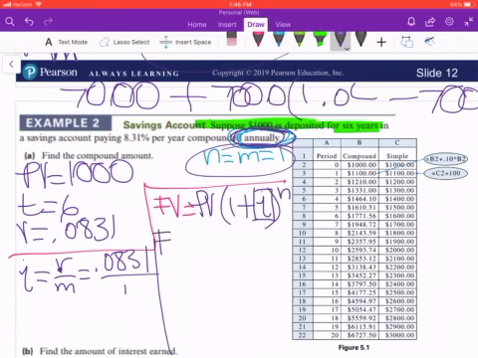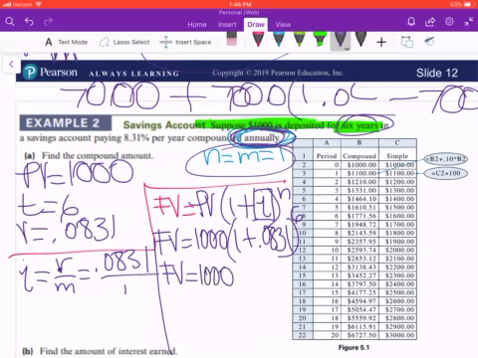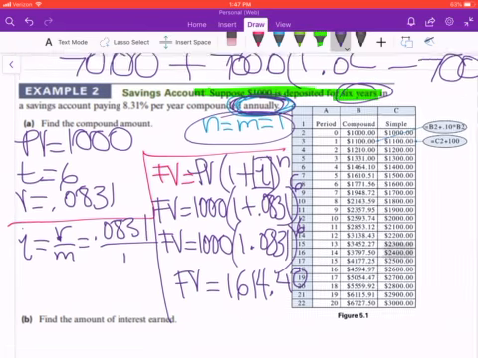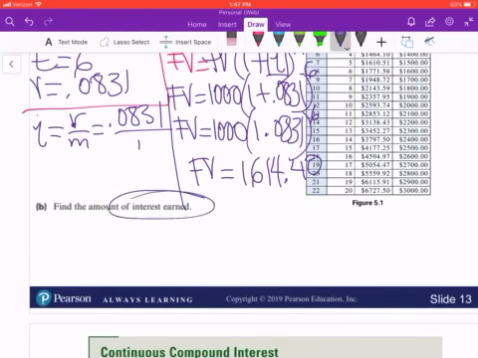So to finish this problem, the future value will be the $1,000 multiplied by 1 plus 0.0831, and we want the value after 6 years, so the exponent will be a 6. Now you could also enter this on your calculator as this: 1,000 parentheses 1.0831 to the power 6. And so if you enter this correctly, you will obtain $1,614 with 40 cents.